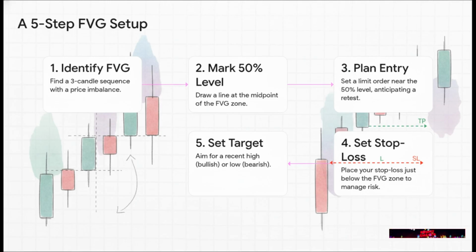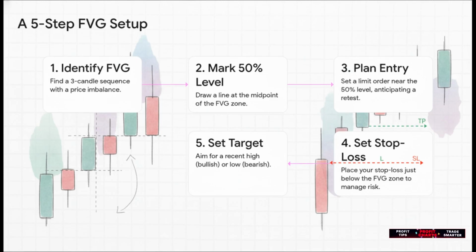Step 1, you spot that three-candle imbalance. Step 2, you mark the 50% level of that gap zone. That midpoint often acts like a magnet for price. Step 3, you plan your entry by setting a limit order right around there, and then you patiently wait for the price to retest it.